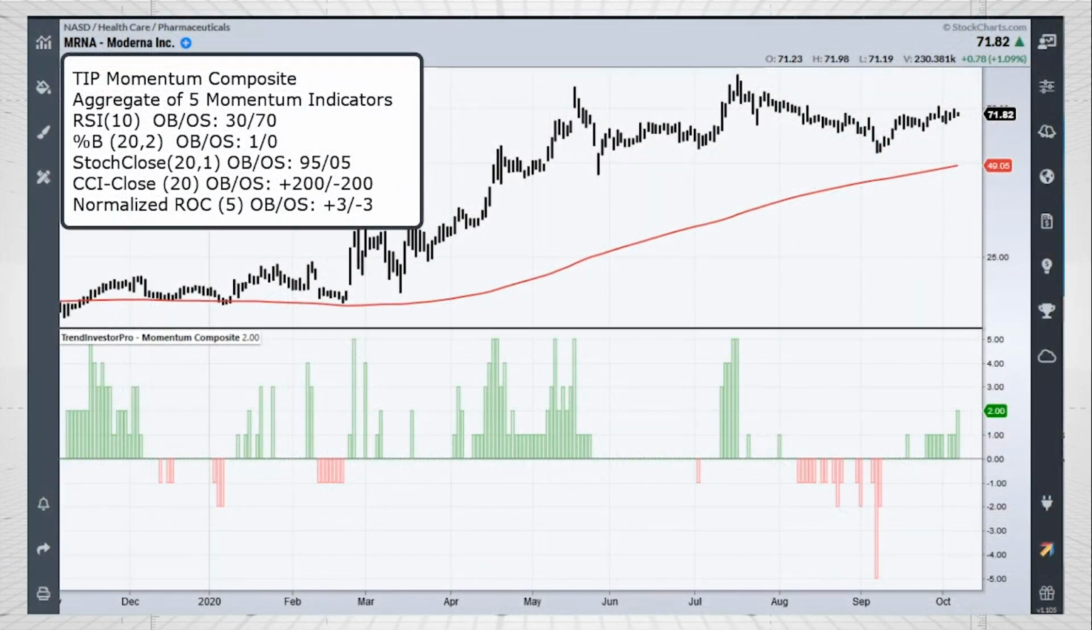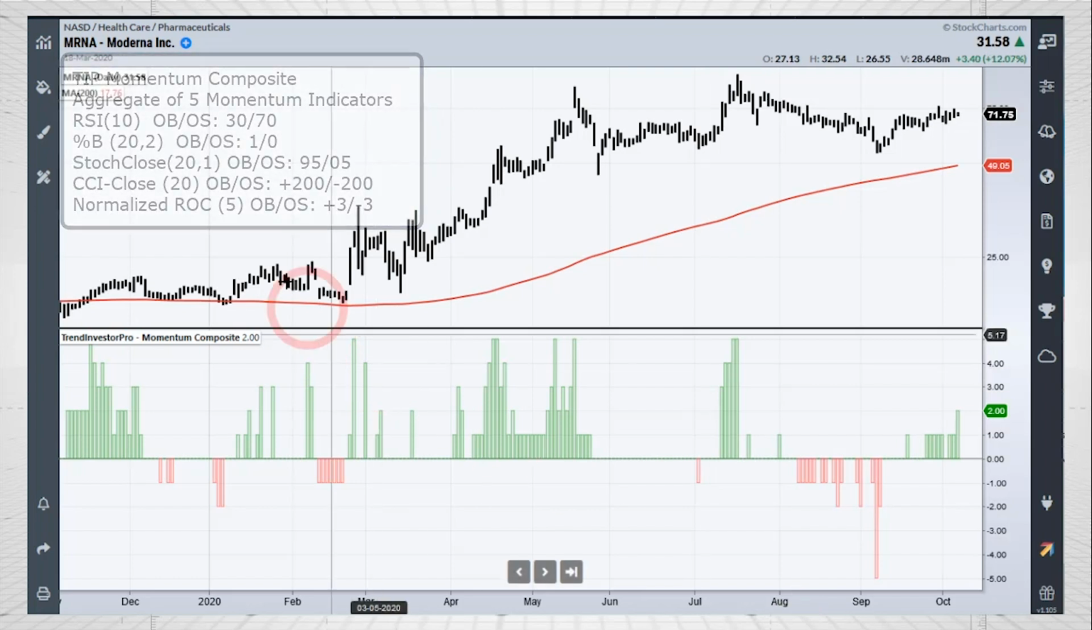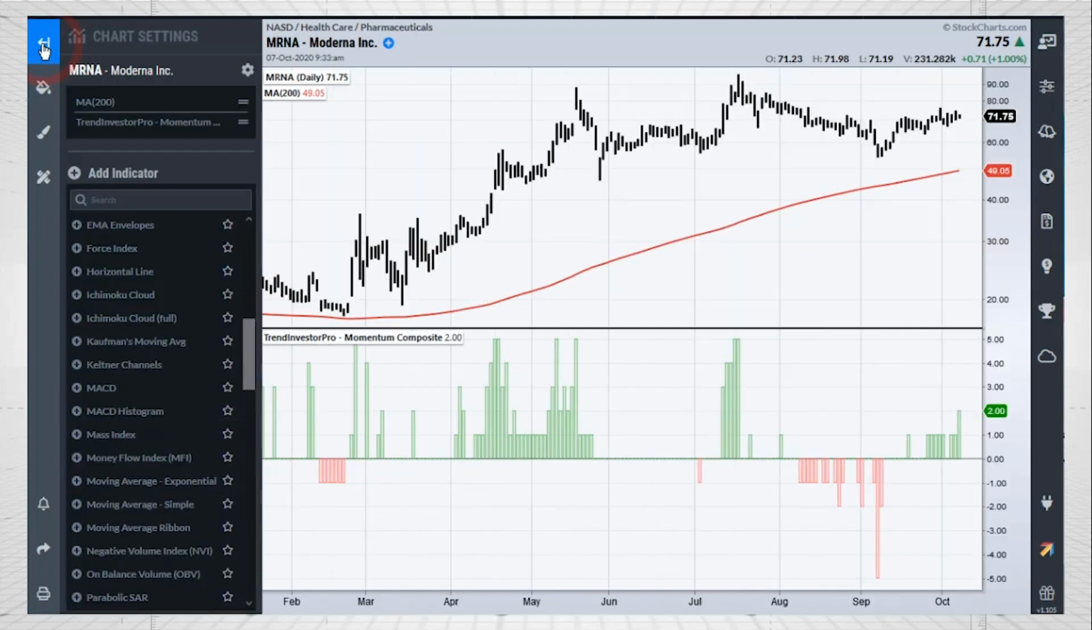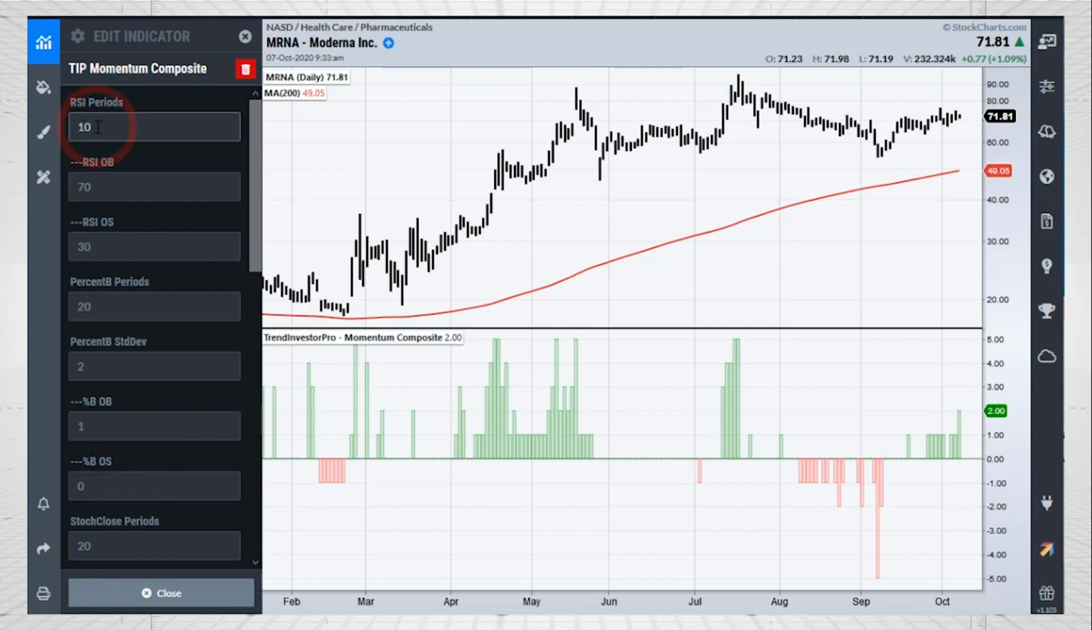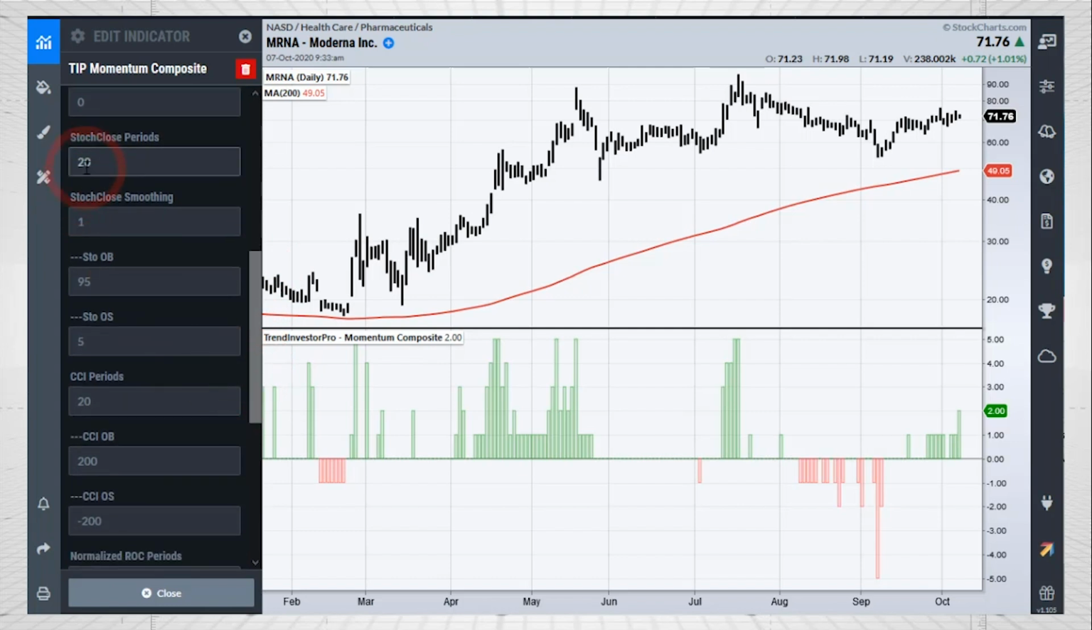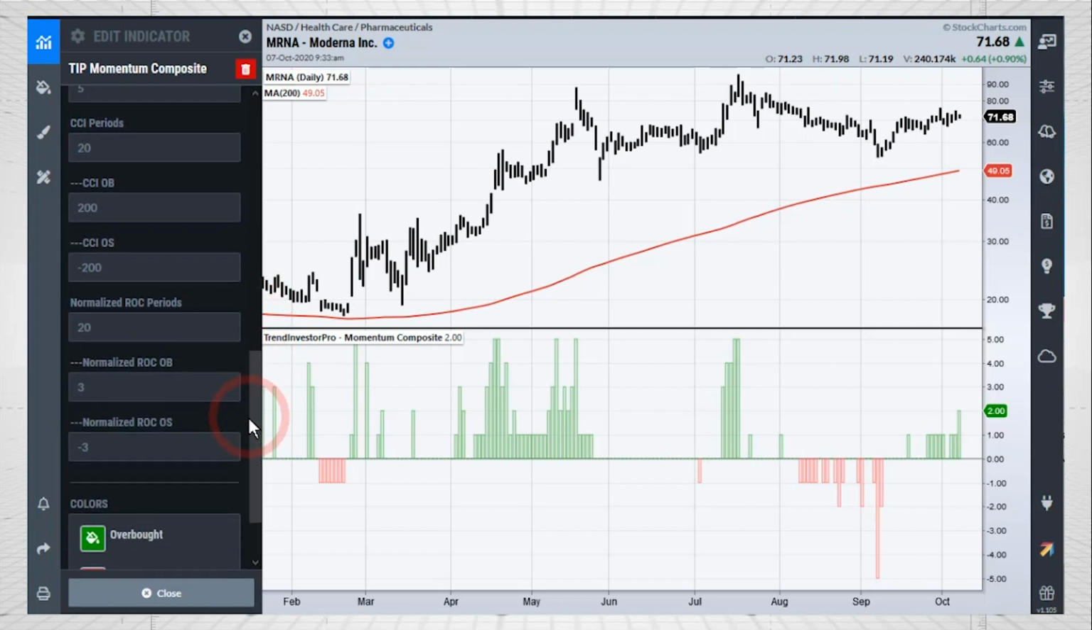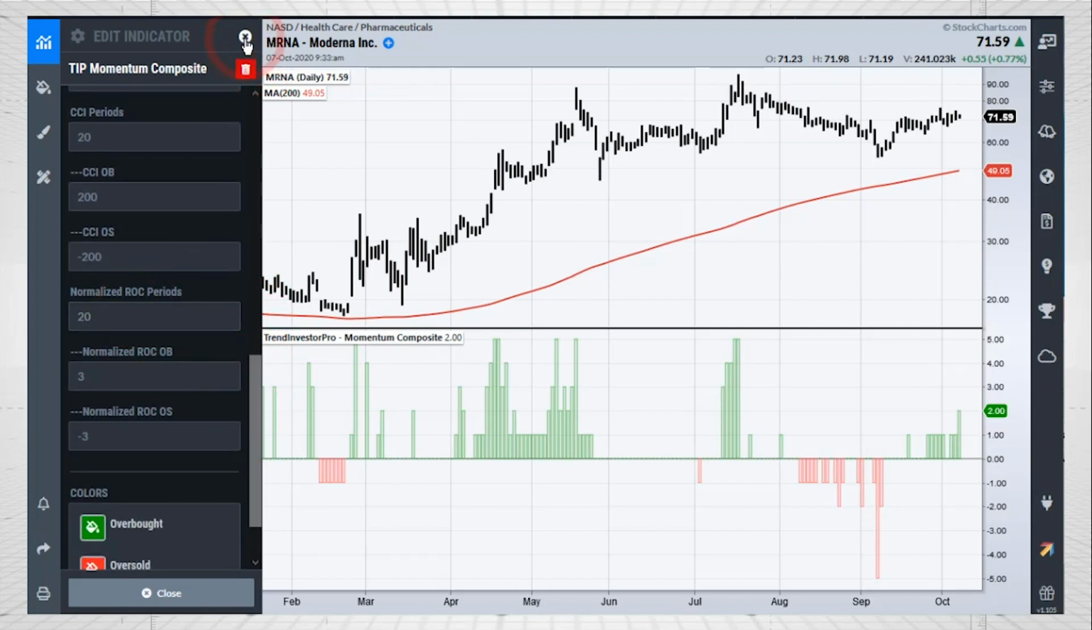And that leads me to the Momentum Composite, which is an aggregate of 5 momentum indicators. One of them is the normalized rate of change. You open that sidebar there and click on the settings. You can see I've got 10-period RSI, I've got %B, I've got the StochClose on a shorter time frame, 20 days. I've got CCI Close on a shorter time frame, 20 days, and Normalized ROC.